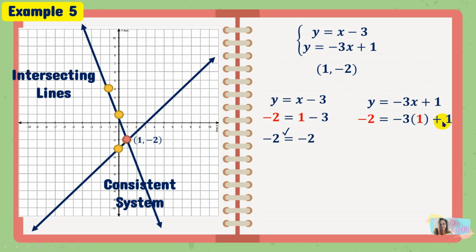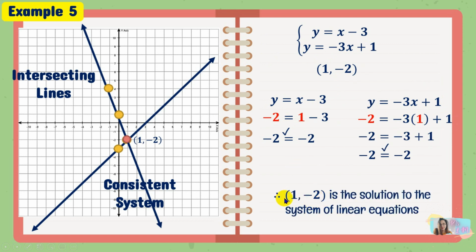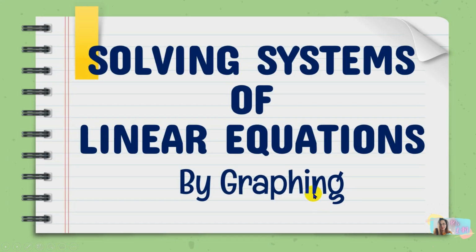Then solve natin itong nasa right side. Negative 3 times 1 is negative 3 plus 1. So, pag pinag-combine natin yan, the answer is negative 2. So, that means the ordered pair 1 and negative 2 satisfies both of the equations within this system. And we can conclude that, therefore, 1 and negative 2 is the solution to the system of linear equations. Okay? So, this is our last example.